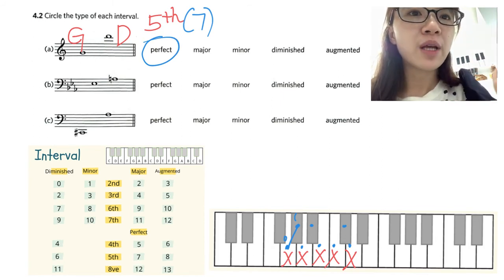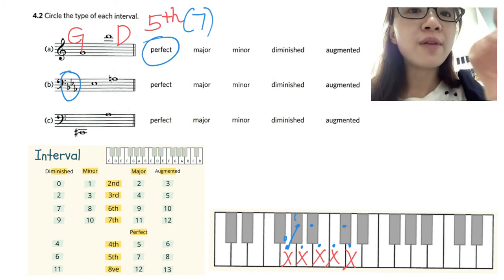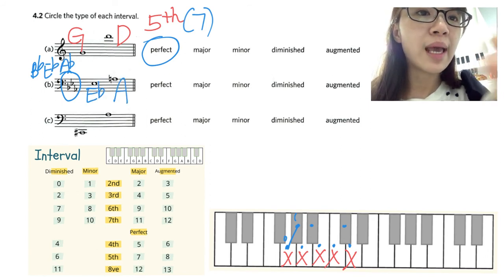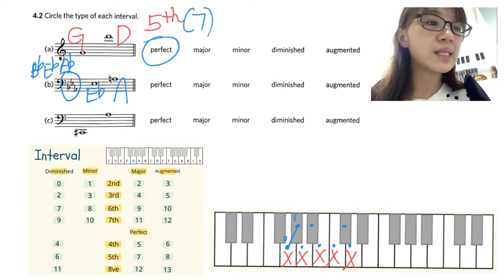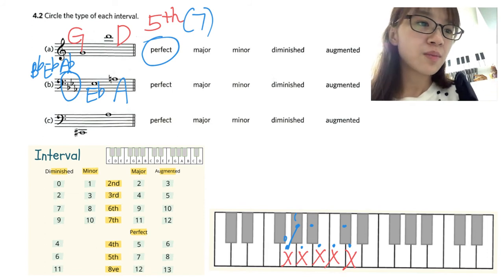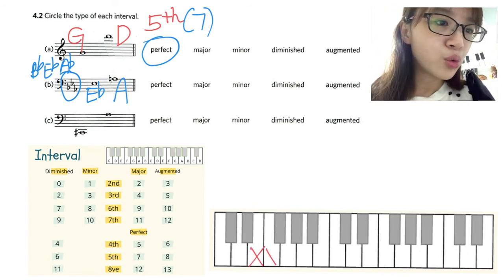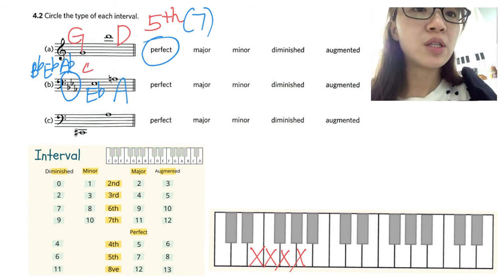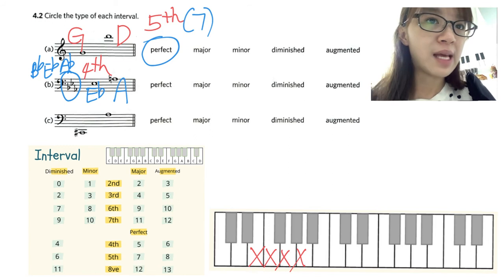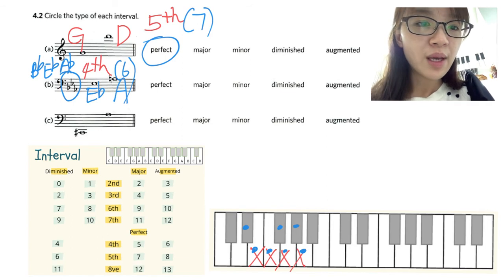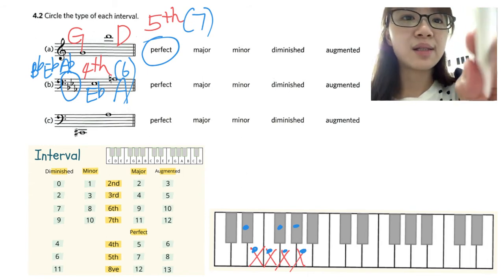Question B. Don't forget that you have three flats in front. B flat, E flat, and A flat. And the first one is E flat to the A. So E to the A. The very first thing is E to the A. 1, 2, 3, 4. Four steps. So an interval of 4. And now you count the semitones from E flat. 0, 1, 2, 3, 4, 5, 6. You have 6. A 4th with 6 semitones is augmented. The answer is augmented.